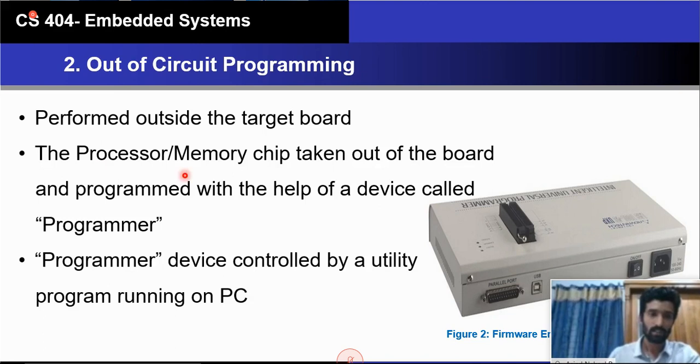Here the processor or memory chip is removed. The programmer device is connected with a utility program running on a PC. By this figure you can see a special device called a programmer. Once we take the chip out of the hardware, we will use this programmer device to program that chip. Now let us see how the configuration is. There will be a PC, you can see on the left side.